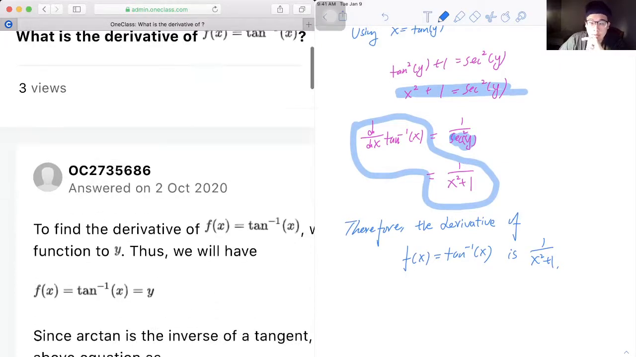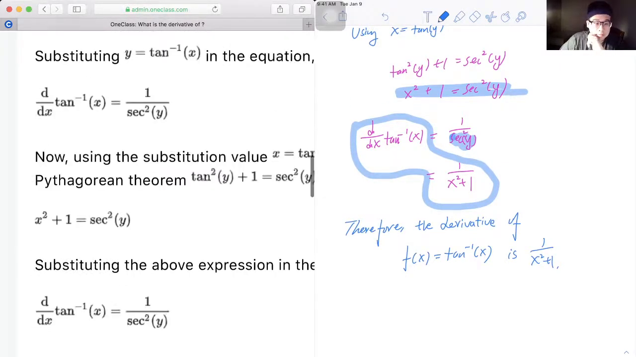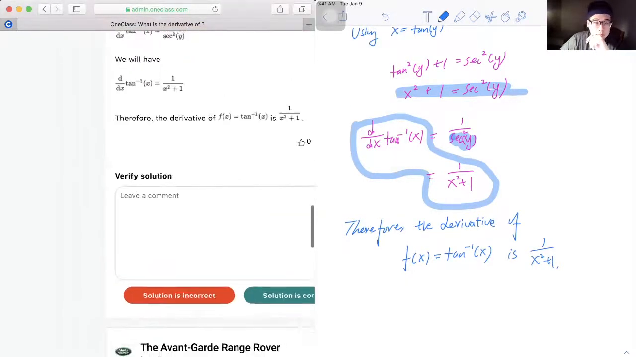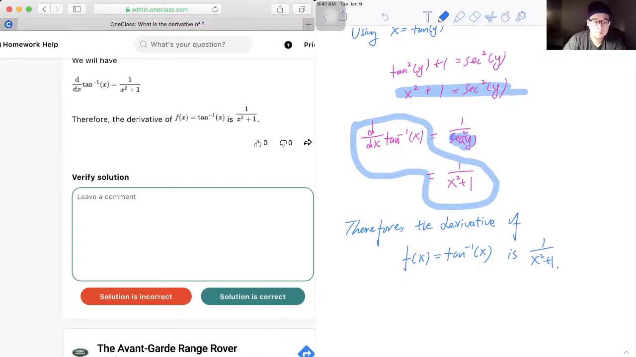Okay, so now let's leave a comment there. Solution is correct. Well done.